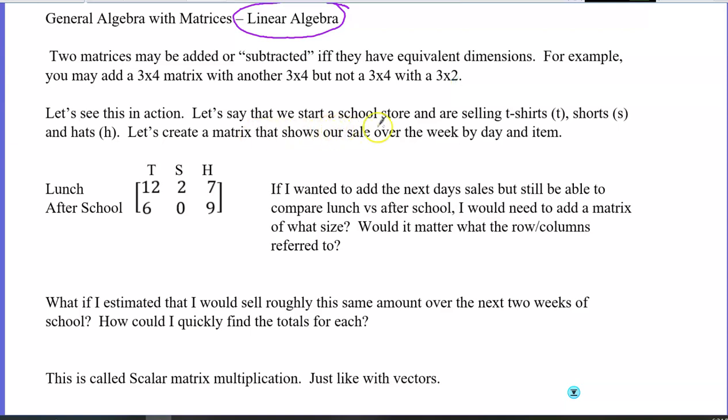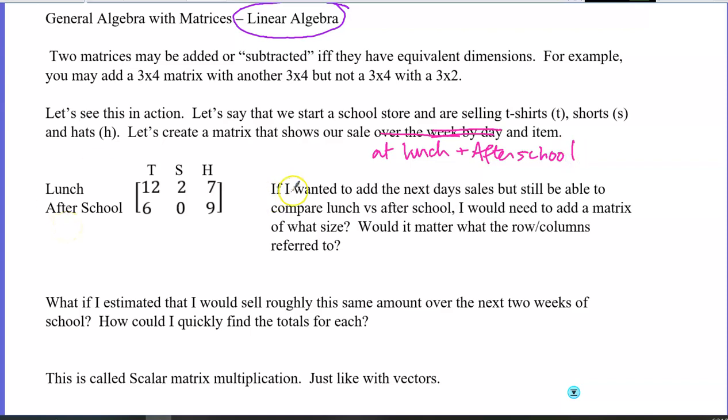So let's say that we start a school store and you're selling t-shirts and shorts and hats. So I made a matrix of that and you're selling them at lunch and after school. So my matrix here is just for one day. It shows the sale at lunch and after school for both items. Okay. So this is just one day's worth of sale.